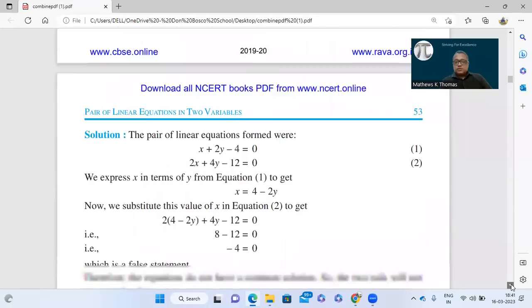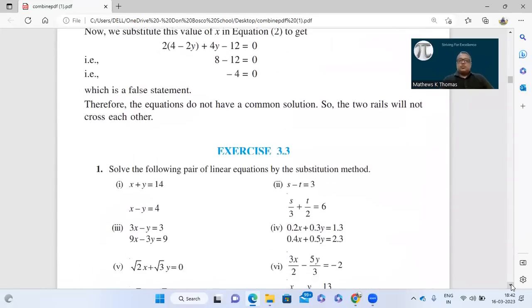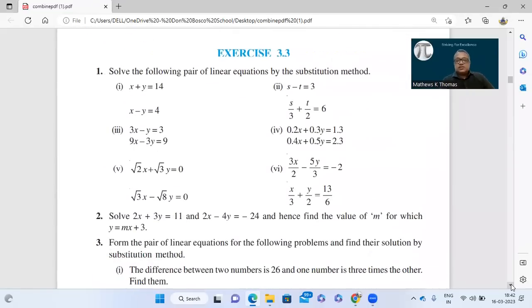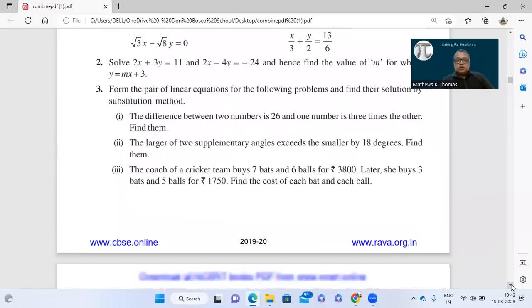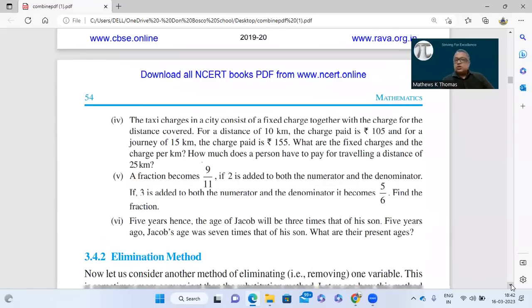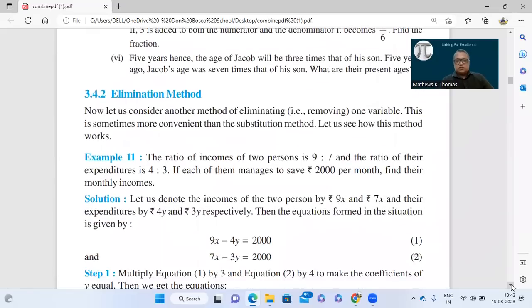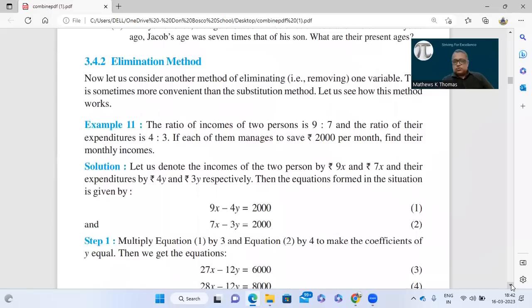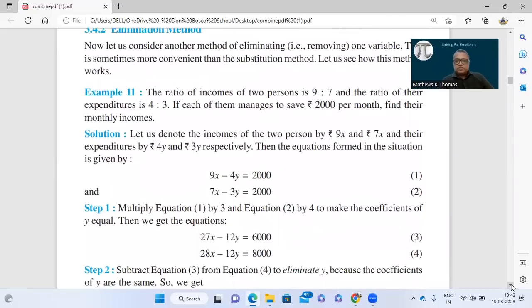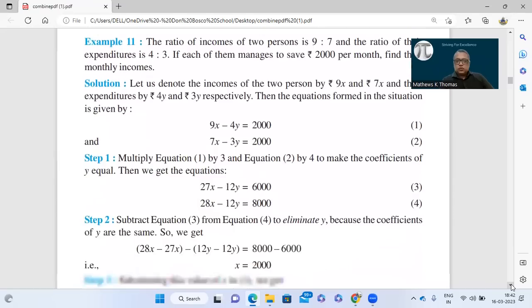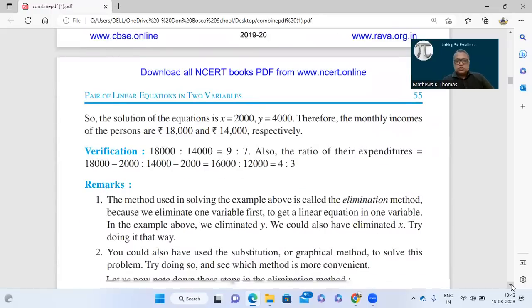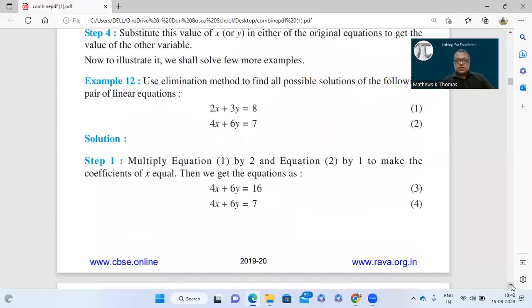And here, of course, solving by elimination and substitution is very much in the course. So kindly practice all the elimination and substitution. Exercise 3.3, please do practice this. Parts 4, 5, 6 are important questions. Please do that. When we look at the word problems, questions based on digit interchanging, questions based on age, and of course the speed, distance, time are important. Please go through the solved example. This example 11 is important.